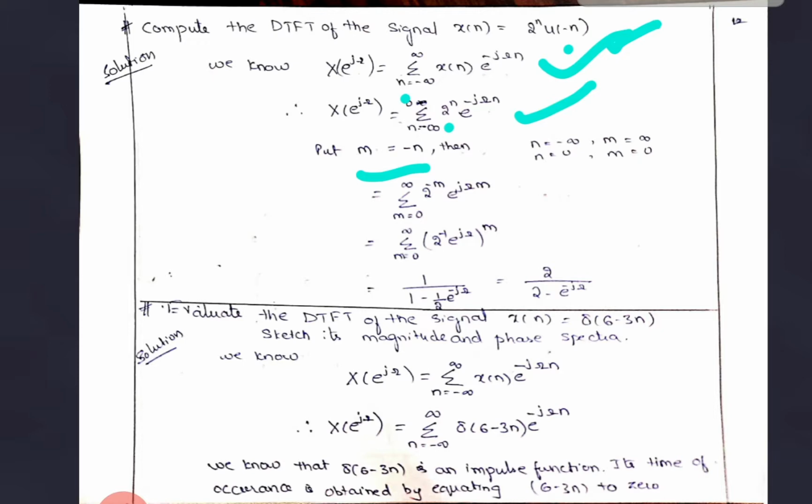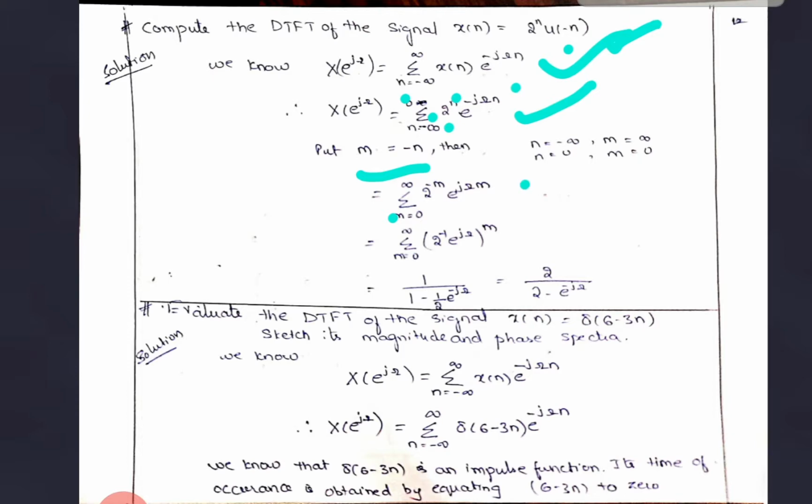So the limit will change from plus infinity to 0, or we can change it, because in a summation we can change 0 to infinity or infinity to 0; both are the same. So we have changed here: wherever n is there, write minus m, 2 raised to minus m. Here minus of minus will become plus.